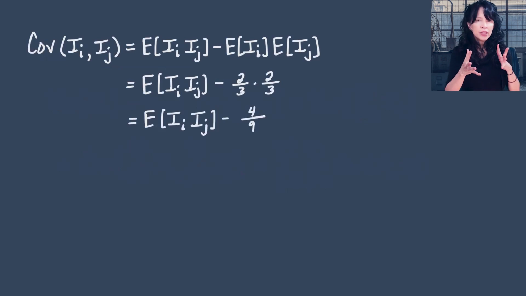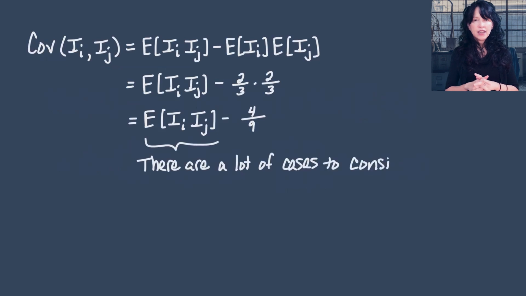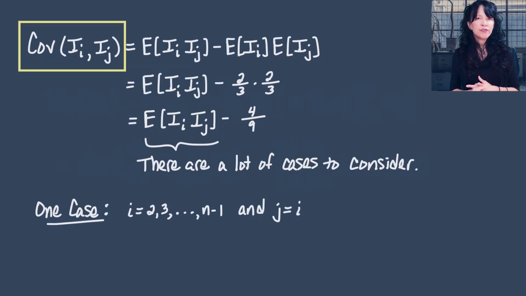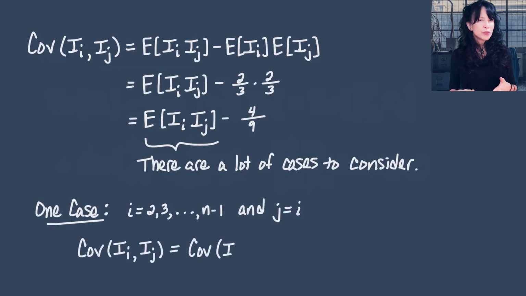Now, to compute the expected value of the product of indicators, there are a lot of cases to consider. And as I said, I'm just going to do a couple. The first case I'm going to consider is probably the easiest case to consider. I'm going to assume that I is anywhere from 2 to n-1 and j equals I. I'm actually not going to go for this expectation, but directly for the variance. In this case, it's not so bad at all. So suppose you want the covariance between the indicator I sub I and I sub j.